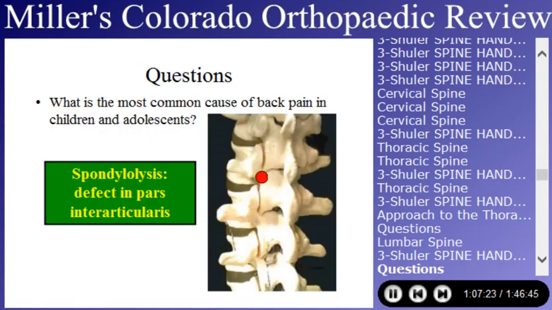Most common cause of back pain in children and adolescents is Scotty dog, spondylolysis, defect in the pars interarticularis. The only reason why I highlight this is for some odd reason it's difficult to understand truly where this pars is. Pars is right as shown on the diagram, right there, bam.